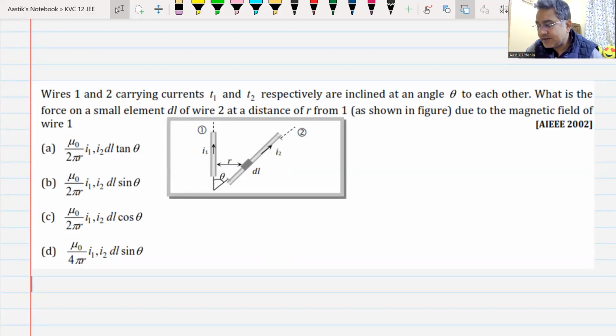Wires 1 and 2 carry current. It's written T1 and T2, it will be I1 and I2, printing mistake. Inclined at an angle of theta to each other. What is the force on a small element dl of wire 2 at a distance r from wire 1 due to the magnetic field of wire 1? Take a deep breath. Think about it. Give me the answer. Same question may come in your exam 5 days from now.